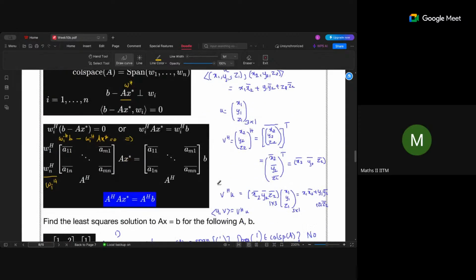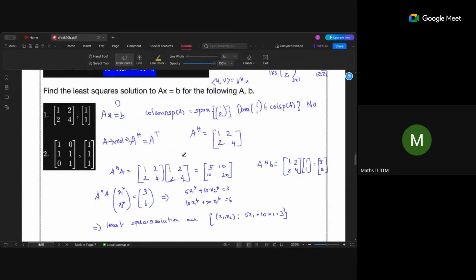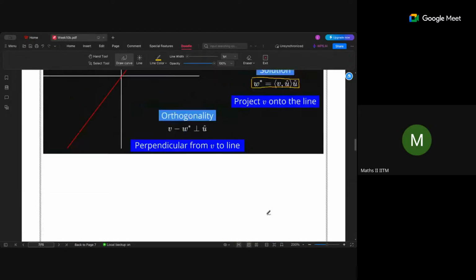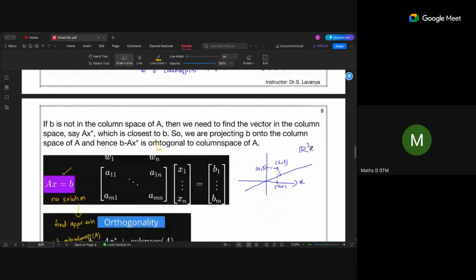At least this was something quick I could tell. Why the name least square? Do you get an idea? It comes from here. We are taking the sum of the squares and the least value of them, that's why the least square solution. Okay, fine.